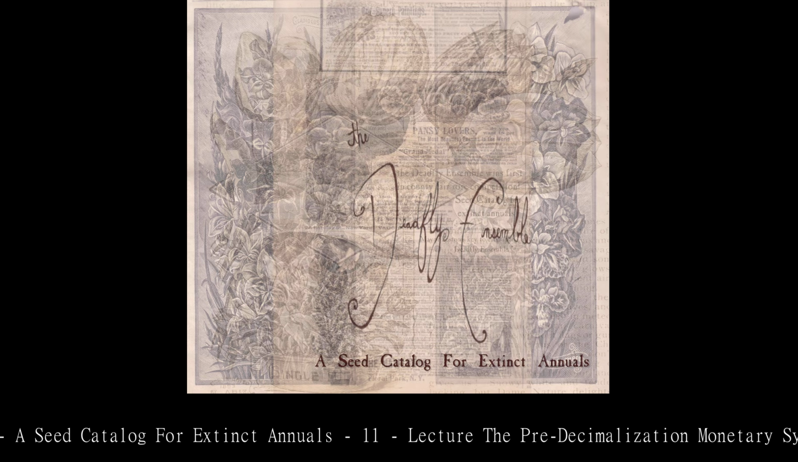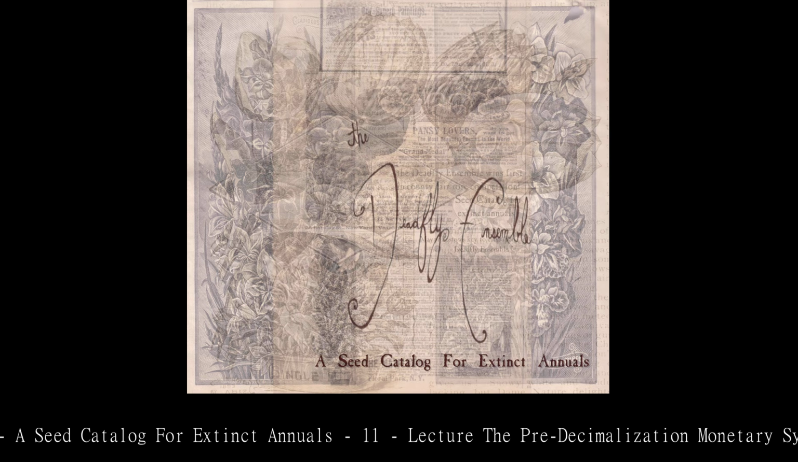1 crown is equivalent to 2 florins and 1 shilling, or 5 shillings, or 10 tanners, or 15 groats, or 60 pence, or 120 halfpennies, or 240 farthings. 1 pound is equivalent to 4 crowns, or 10 florins, or 20 shillings, or 40 tanners, or 60 groats, or 240 pence, or 480 halfpennies, or 960 farthings.